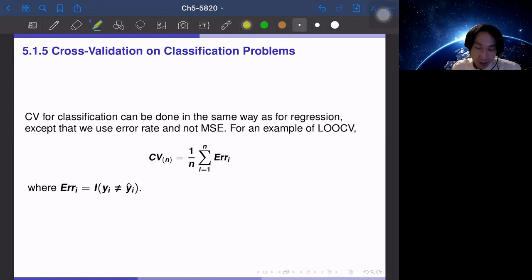Yeah, and cross-validation for classification problems, basically we can do the same thing, but one observation only has limited information for a classification problem. That is whether you make a mistake or you got the correct answer.